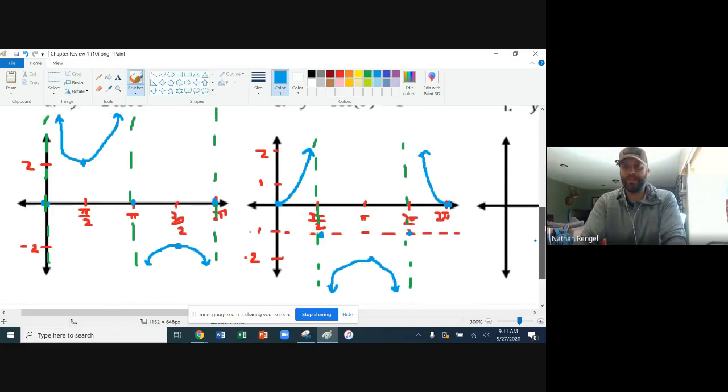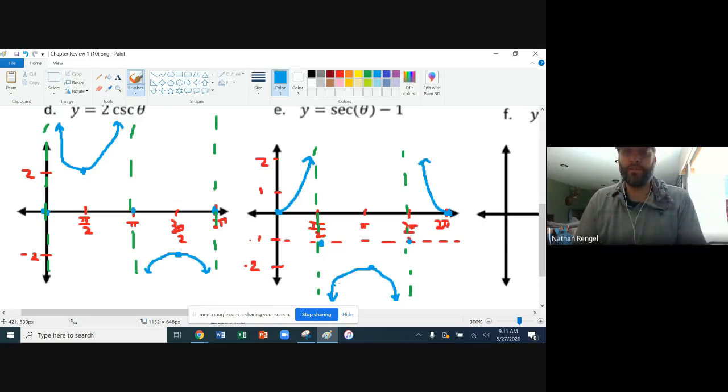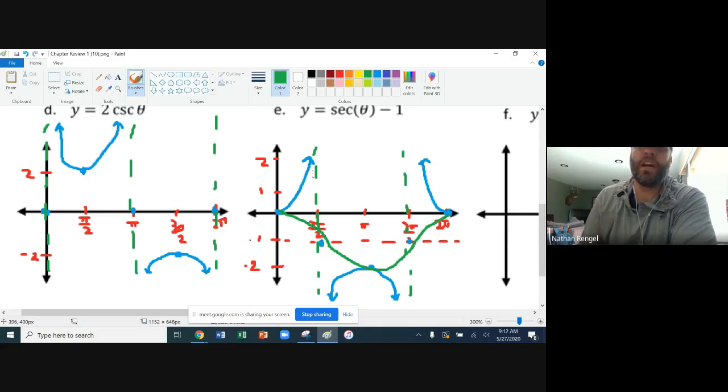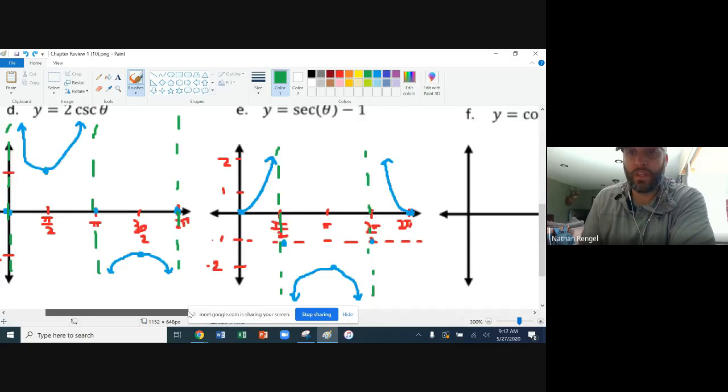So secant models a cosine, so we can graph. This is where that cosine would have been, right there. And then we're going to graph those asymptotes and start to graph our horseshoes. But we're not actually graphing the cosine. We're just using those points to find where those asymptotes are and then make those horseshoes.